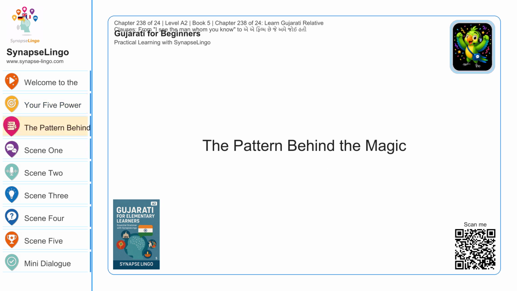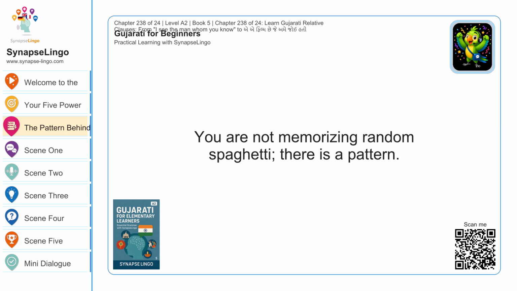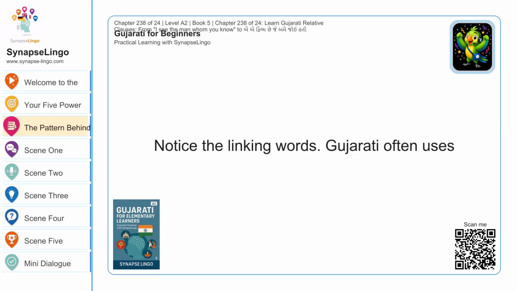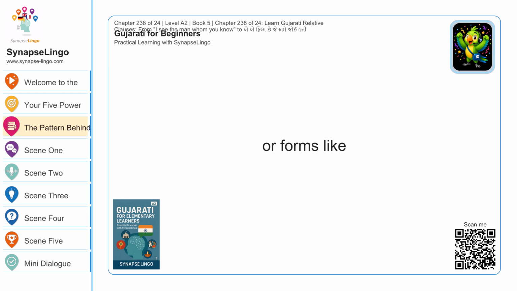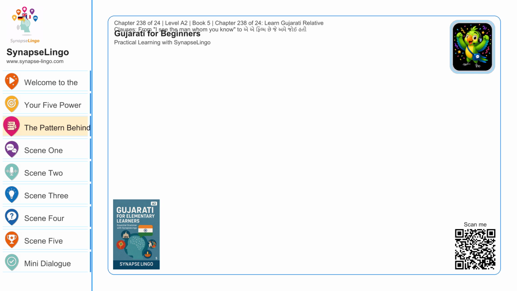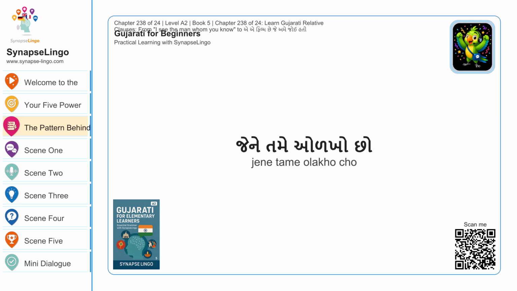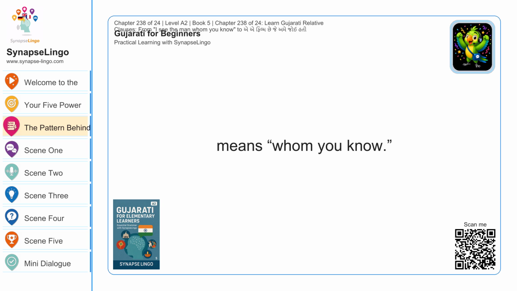The pattern behind the magic. Now let's make the scary-looking sentences much less scary. You are not memorizing random spaghetti, there is a pattern. Notice the linking words. Gujarati often uses જે or forms like જેને to mean ideas like who, that, or whom. So in હું તે માણસને જોઉં છું જેને તમે ઓળખો છો. the part જેને તમે ઓળખો છો. means whom you know.